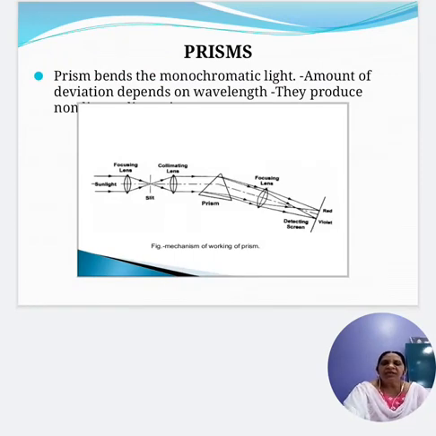Then we are going to discuss prism monochromators, which we have already discussed earlier. It's just an outline of what we discussed earlier. Prisms bend the monochromatic light. The amount of deviation depends on the wavelength, and they produce non-linear dispersion.